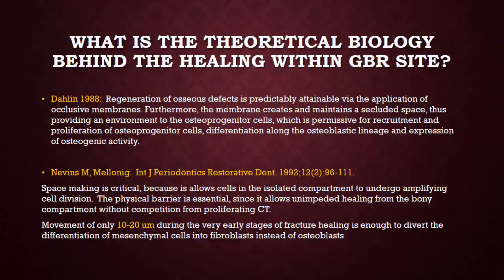Another article by Nevins in 1992 says space making is critical because it allows the cells in the isolated compartment to undergo amplifying cell division. The physical barrier is essential since it allows unimpeded healing from the bony compartment without competition from the proliferating connective tissue cells. However, movement of only 10 to 20 micrometers during the very early stages of fracture healing is enough to divert the differentiation of the mesenchymal cells into fibroblasts instead of osteoblasts.